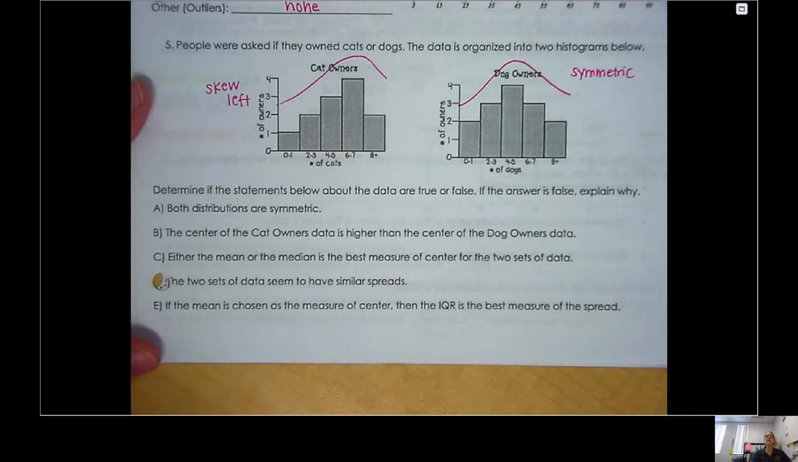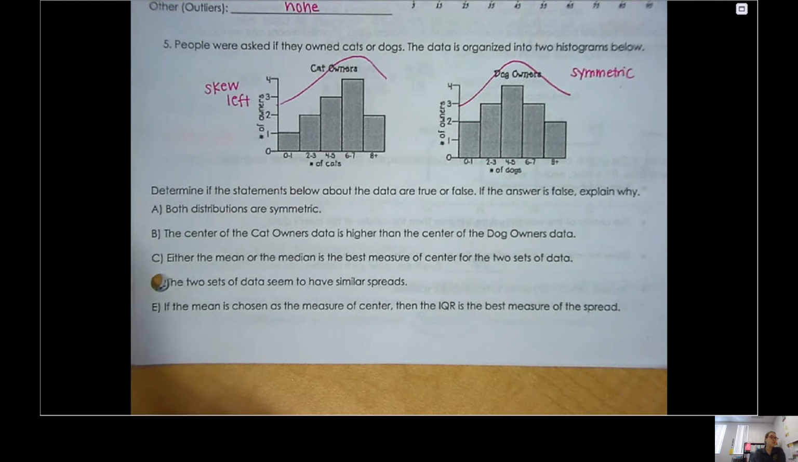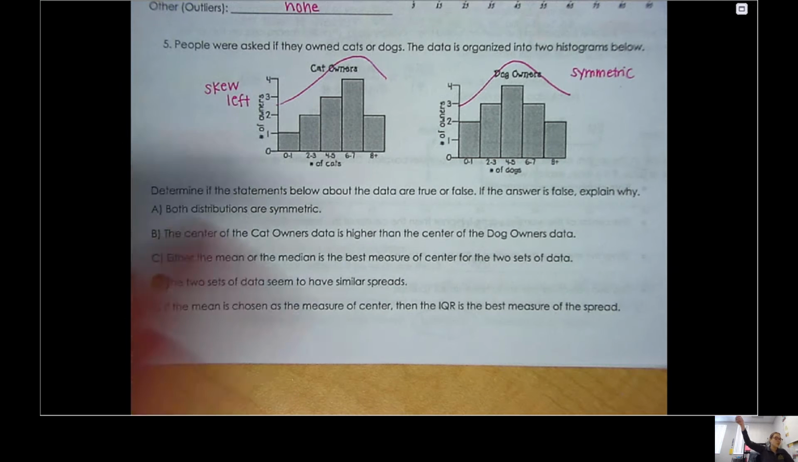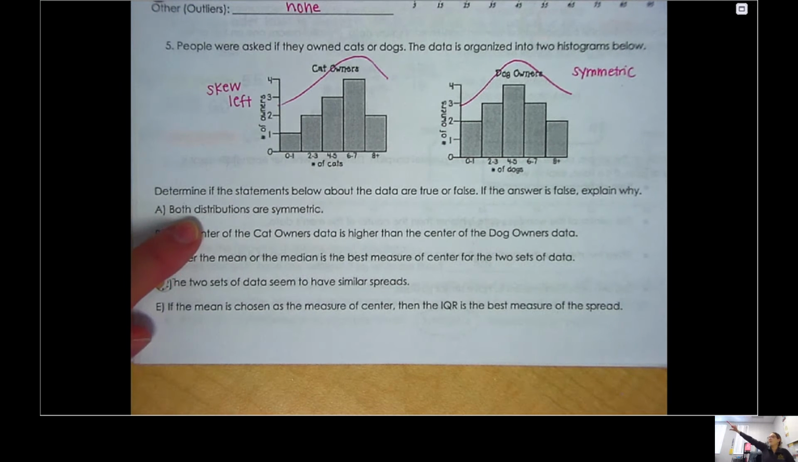All right. Now we're going to read the questions. It says determine if they are true or false. If the answer is false, explain why. So the first question says, A, both distributions are symmetric. Show me with your thumbs. Is that true or false? Both distributions are symmetric. Yes or no? That's false.